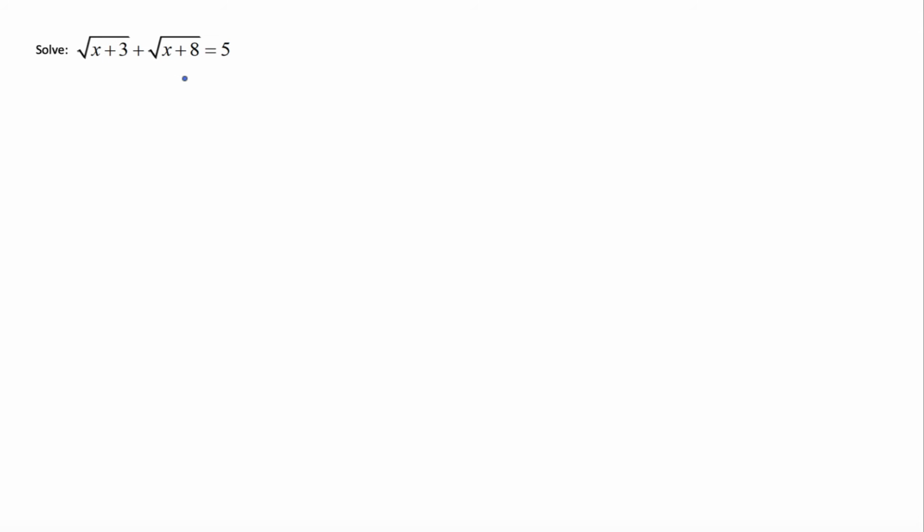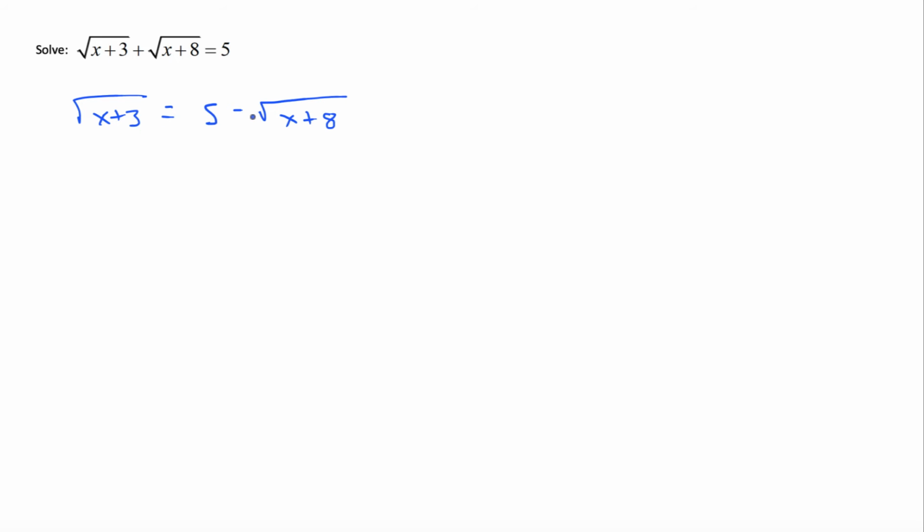The first thing we want to do is isolate one of these radicals. There's no way around it. It doesn't really matter which one we pick, so let's just subtract this radical over to the other side. So we get radical x plus 3 equals 5 minus radical x plus 8.